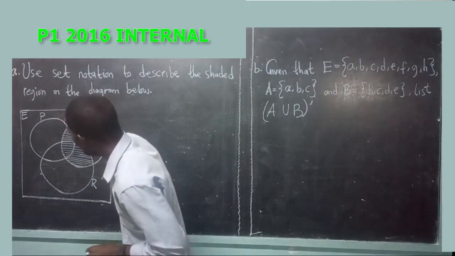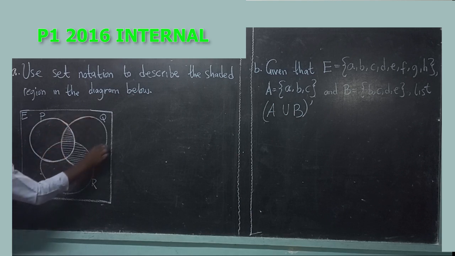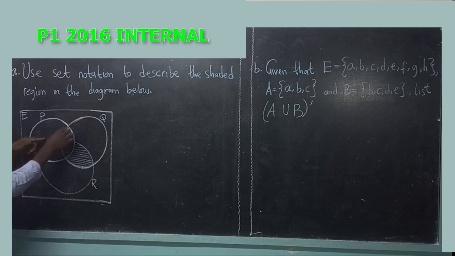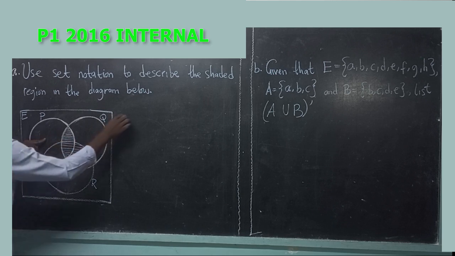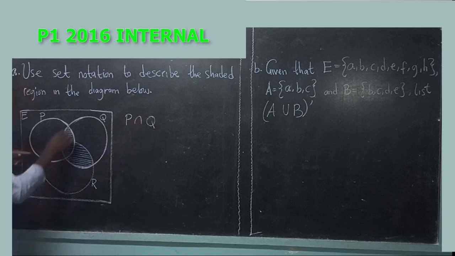If I indicate where our P is there, and where our Q is there, we are able to see that this region, which is shaded, the first part there, that is P intersection Q. This part here, that is P intersection Q.